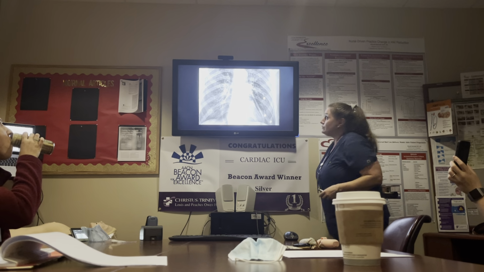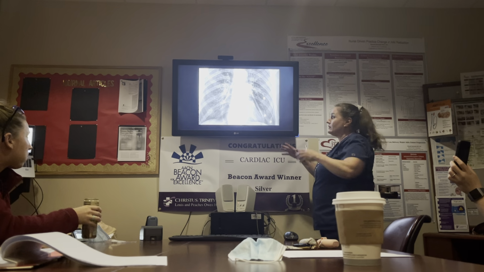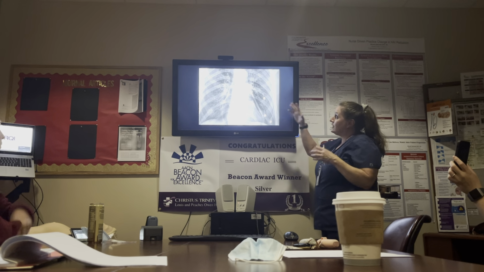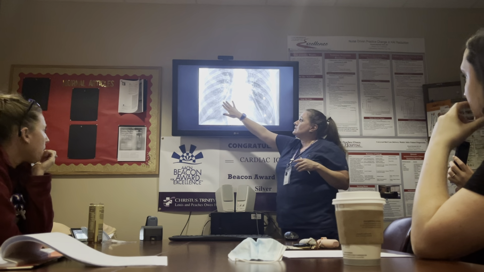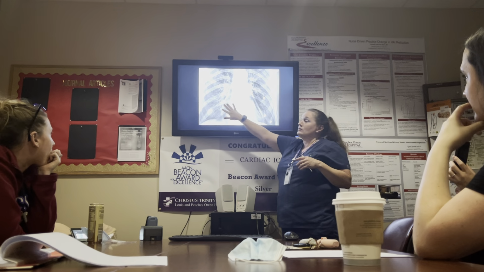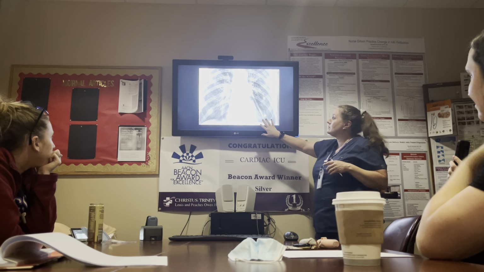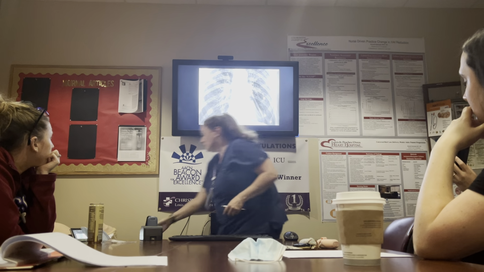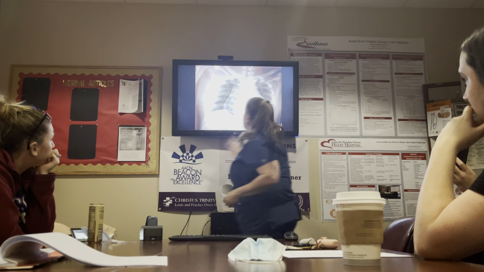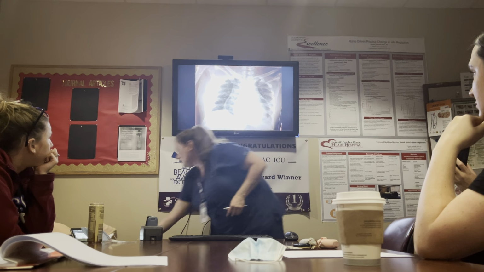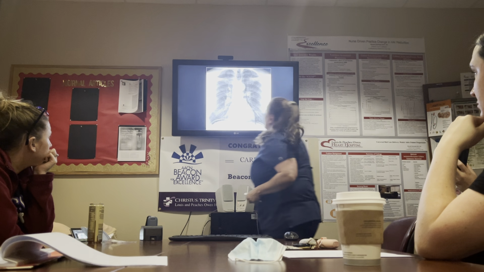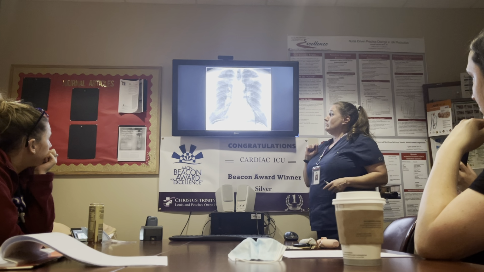So, you see a white arrow. It points exactly to it. It's not a great film. Again, it's not all there. But what they're pointing out is that you can see that there's air in the pericardial sac. Okay, so this is a pneumopericardium. Another example, okay? Okay, this is a pneumomediastinum.